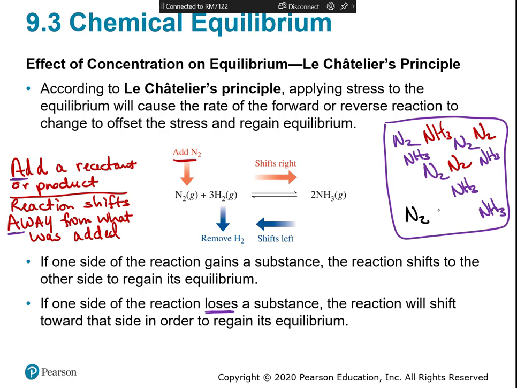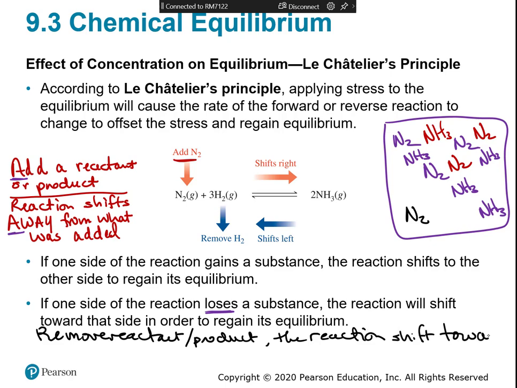And so what he found was that the reaction always shifted towards whatever was removed. If you remove reactant or product, doesn't matter which one, the reaction always shifts towards what was removed. So in this one, if you started pulling hydrogen out, the reaction shifts towards the side with the hydrogen, and in this case, that would be in reverse. So they're sort of the opposite.